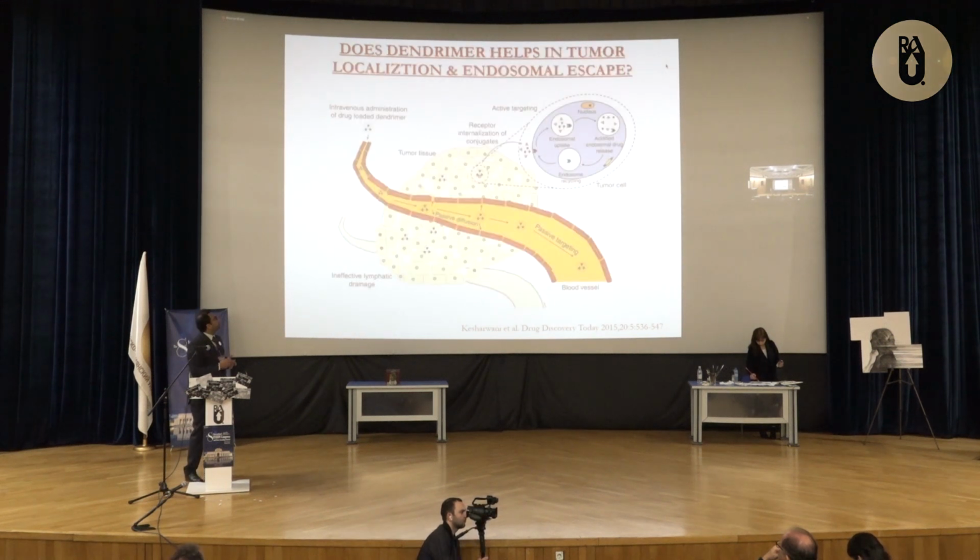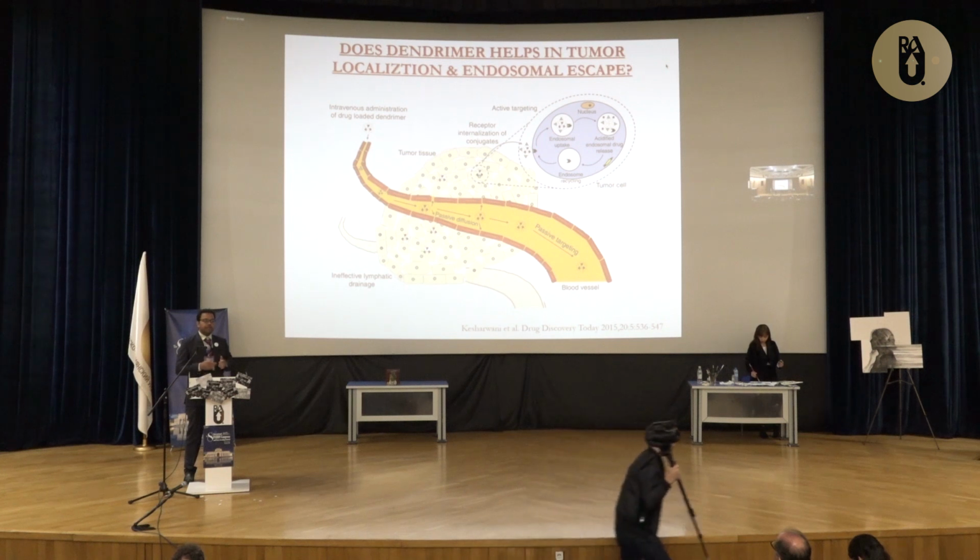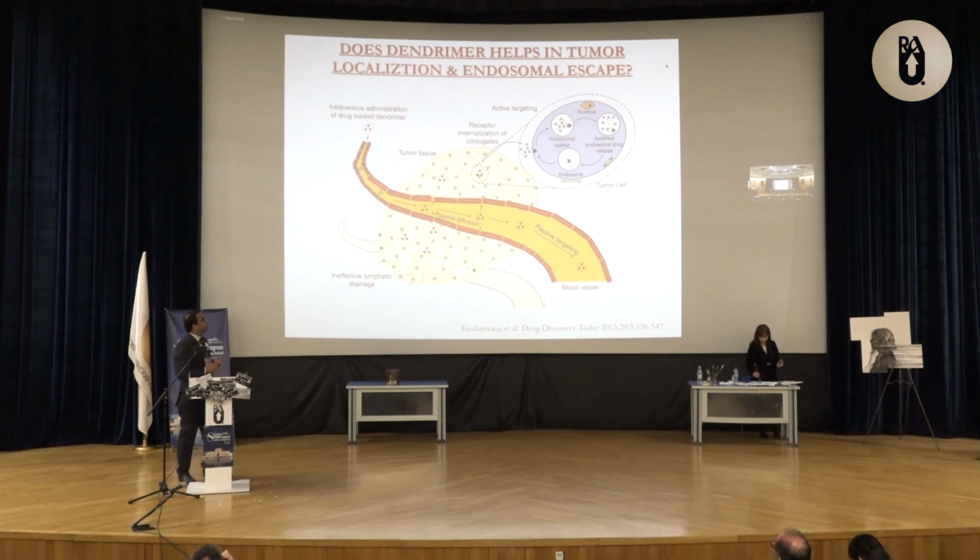So maybe the next question in your mind is, does dendrimer help in tumor localization and endosomal escape? As we know, the EPR effect. What is the EPR effect? It is the enhanced permeation and retention effect. Because dendrimers have a particle size between 1 to 10 nanometers, because of their nanometric size, they can easily penetrate the leaky vasculature available at the tumor site. So yes, dendrimer can localize into the tumor. And how do they do endosomal escape? Because of their protonation, they release the drug and they can do endosomal escape.